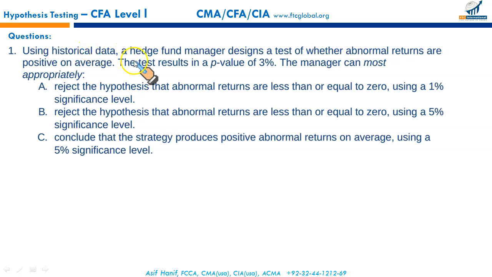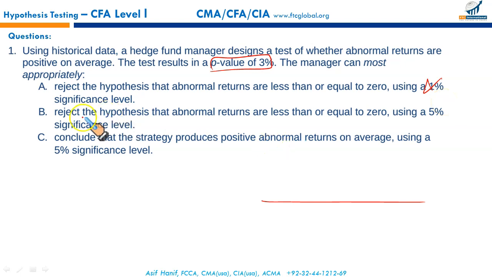Using historical data, the hedge fund manager designs a test of whether abnormal returns are positive on average. The test results in a p-value of 3%. The manager can most appropriately reject the hypothesis that abnormal returns are less than or equal to 0 using 1% significance level. Since we are talking about a p-value of 3%, it has to be a 5% level of significance. So 1% would be too narrow.